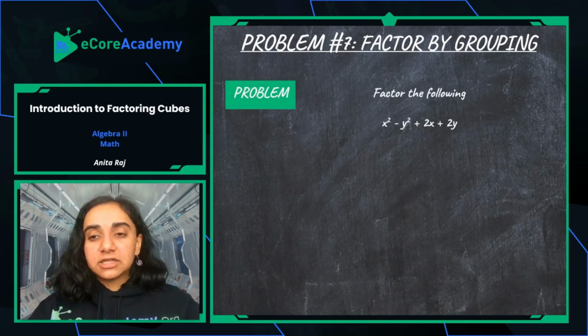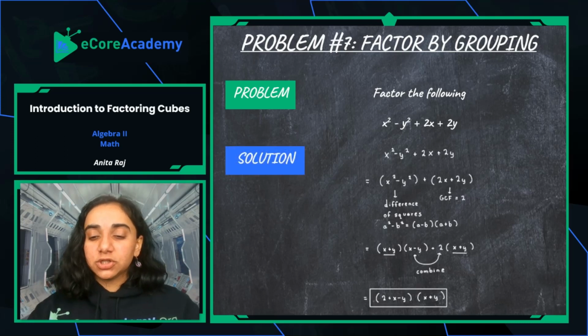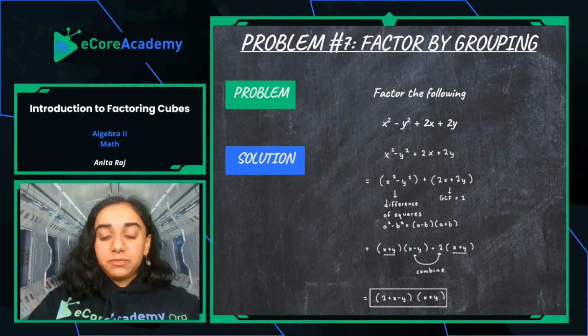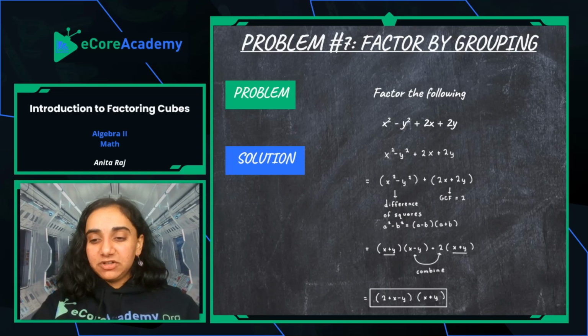All right, so here's your problem. Factor the following: x squared minus y squared plus 2x plus 2y. So we have two quadratic terms, and we have two linear terms here. We have an x and a y, so just two variables we're working with. And here is your solution pre-written. We're going to be incorporating some skills that we learned previously, such as difference of squares in this problem, actually. So it's going to be kind of interesting.